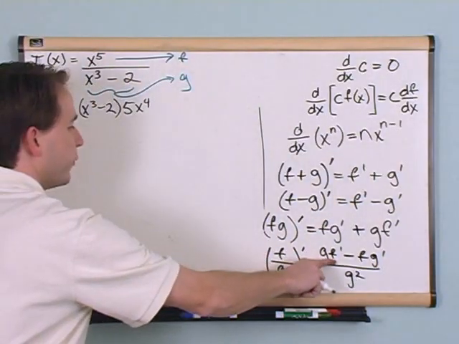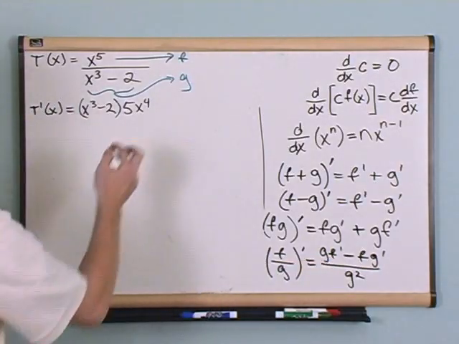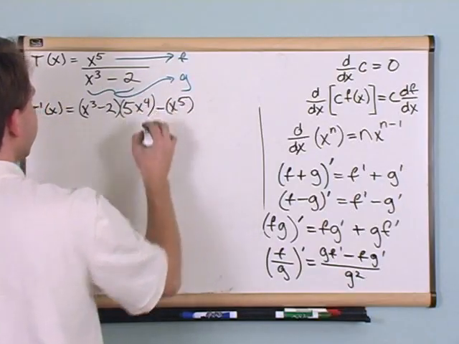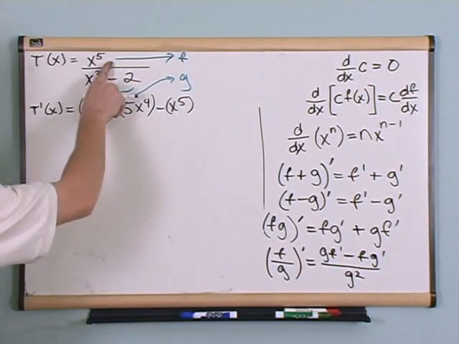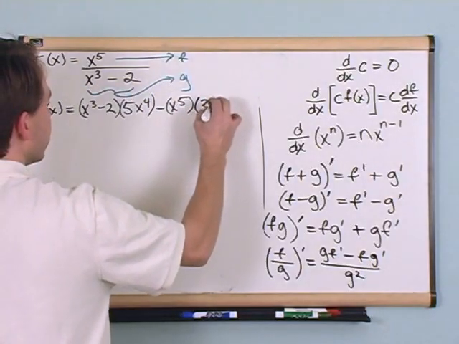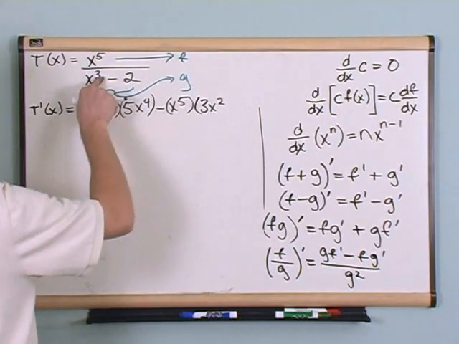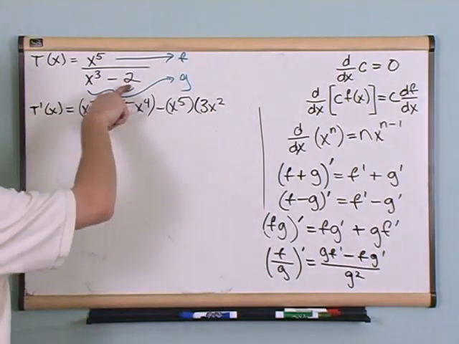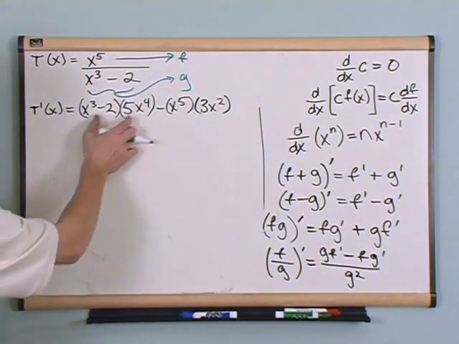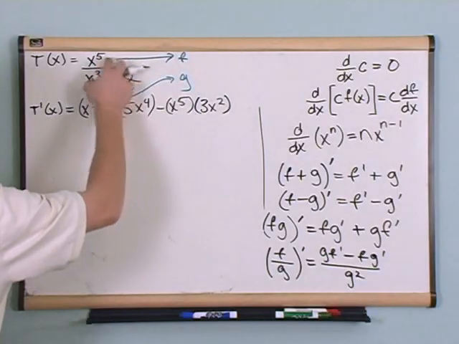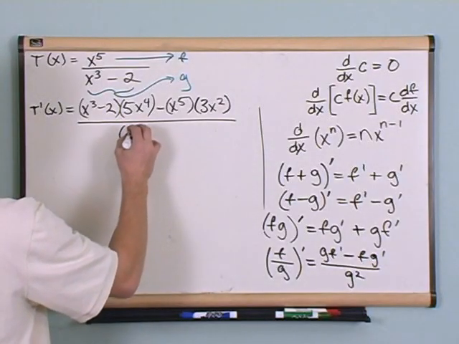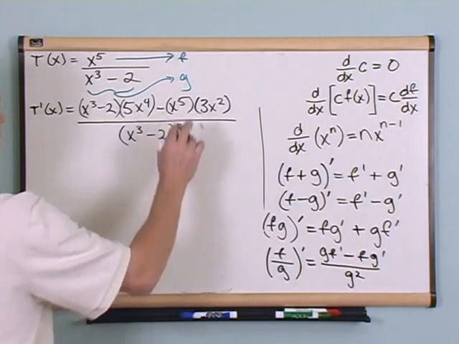So bottom times derivative of the top, that's what I've done, minus the top, which is x to the 5th. I go ahead and put parentheses around these to make it clear, minus the top times the derivative of the bottom. Derivative of the bottom, this term is 3x squared. 3 comes down, x to the 3 minus 1 power. The derivative of a constant, this negative 2 here, is simply 0, so I don't have to do anything else. All over the bottom squared. So this is the whole enchilada on the bottom, everything squared.